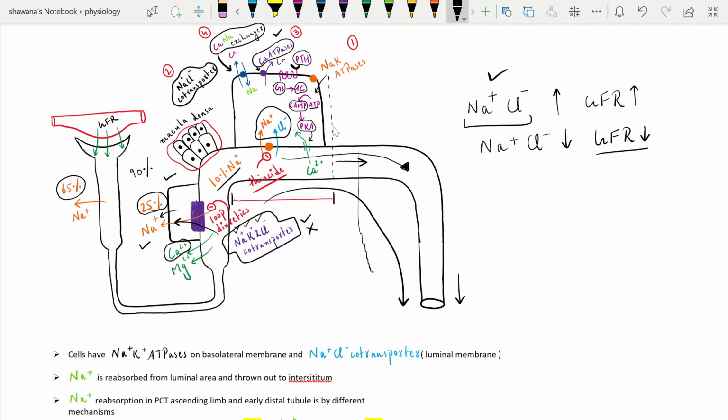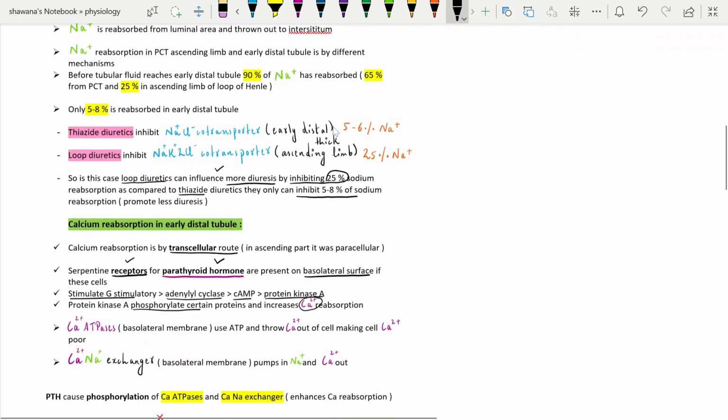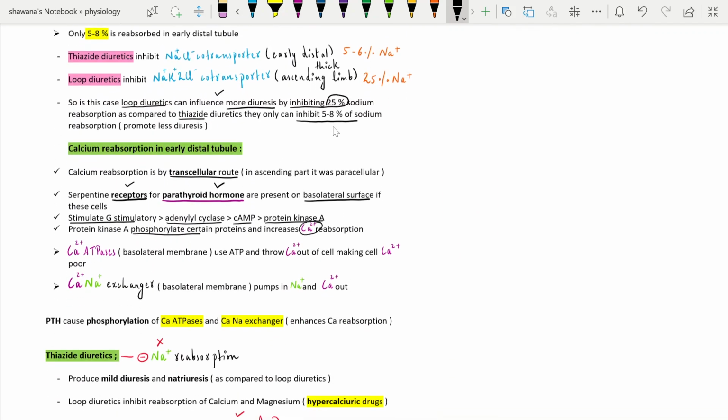And the second transporter for calcium is the calcium sodium exchanger. What will this do? It will cause the calcium to move out in exchange for sodium moving in. So these two transporters are constantly throwing the calcium out of the cell, and they cause the cell to become calcium poor.